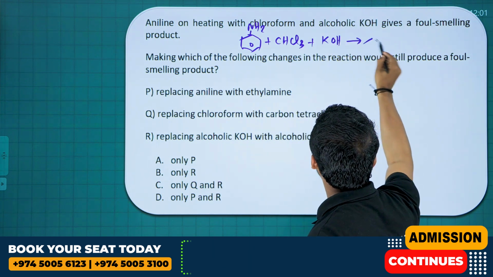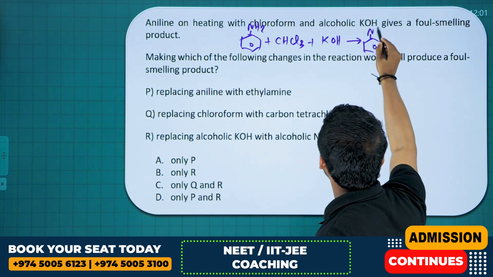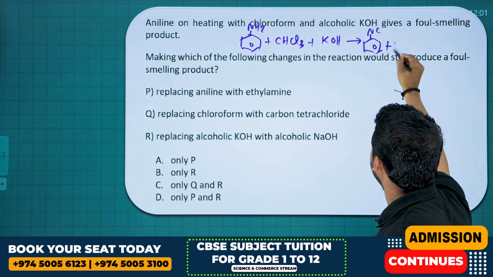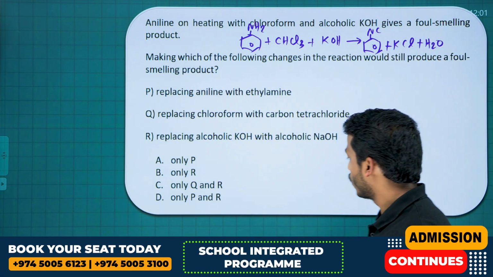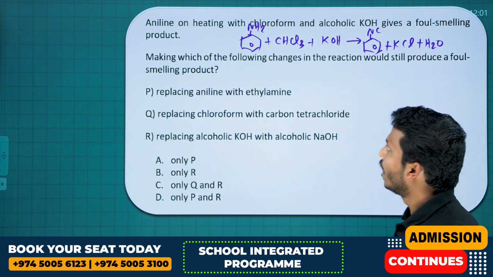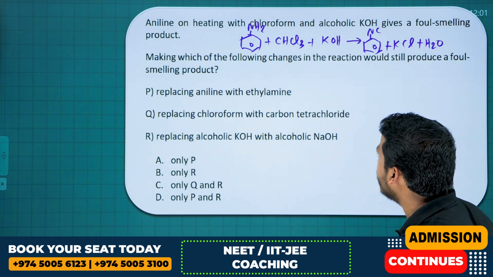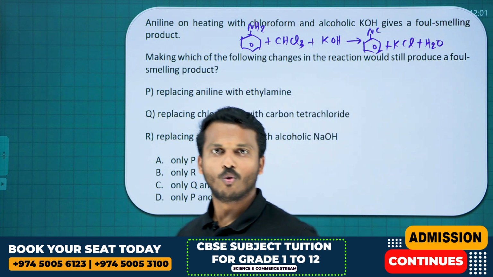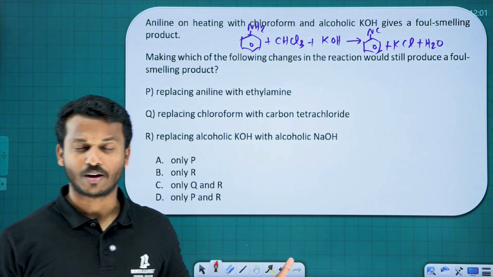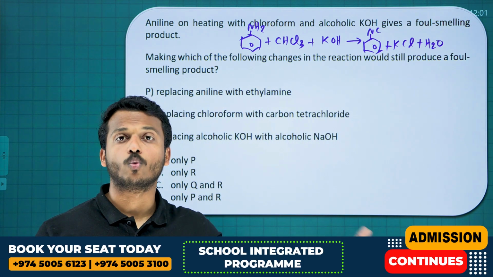What has happened here? NH2 becomes NC, isocyanide, and you will get KCl and H2O. Ready. The question is a twisted one. Which of the following changes in the reaction would still produce the foul smelling product? They are going to make some changes, but still the same product.